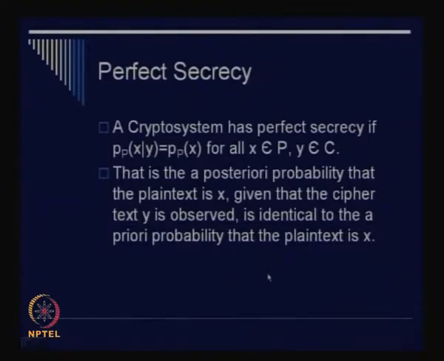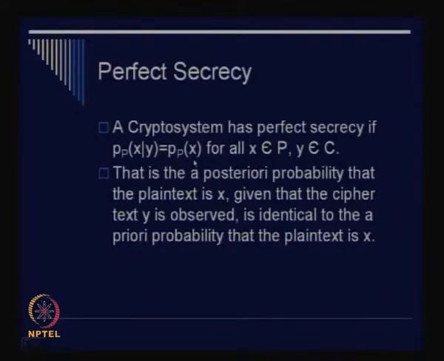Okay, so now essentially we know how to compute the value of P(x|y). I think I've already defined it, but this is the formal definition. It says that a crypto system has perfect secrecy if the value of P(x|y) is equal to the value of P(x) for all x belonging to P and for all y belonging to C.